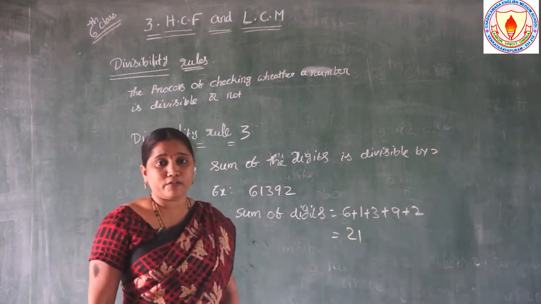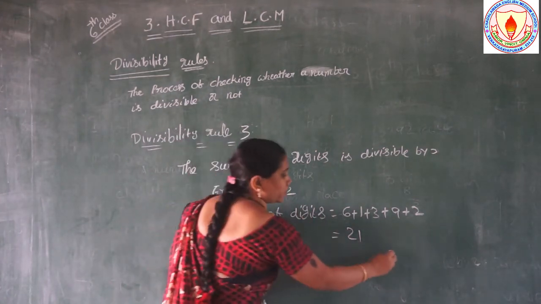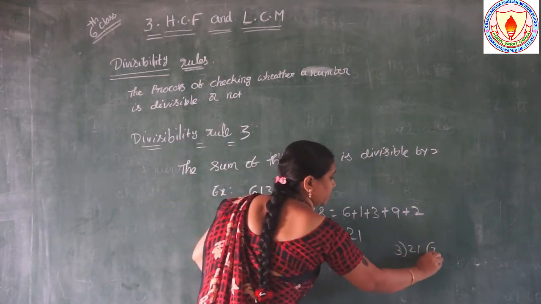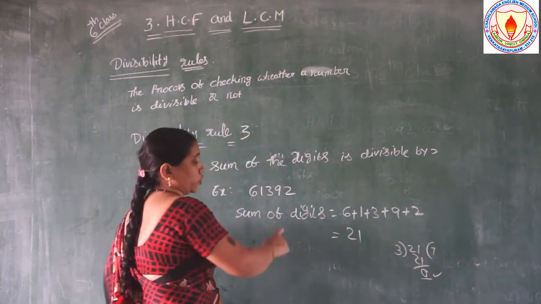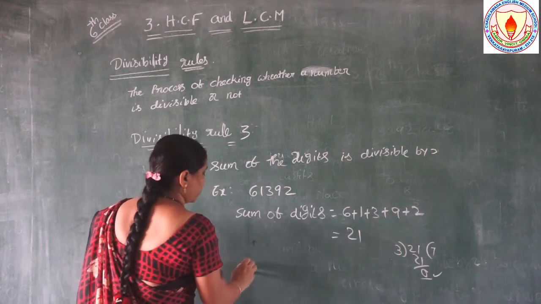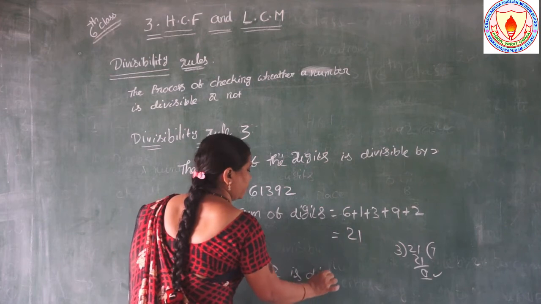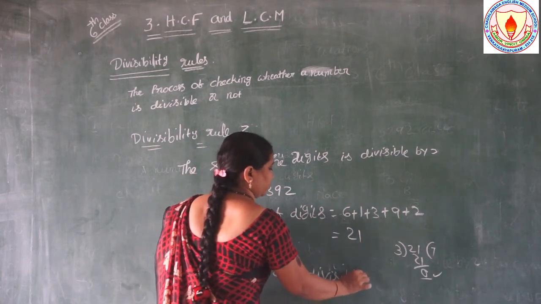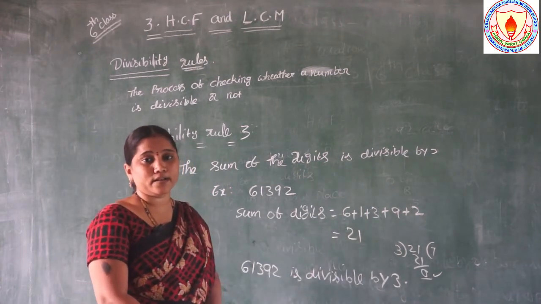So is 21 divisible by 3? Check it. 3 times 7 is 21. Yes, you get the remainder 0. So the number is divisible by 3. What do we write? 61392 is divisible by 3. Do you understand how to do the divisibility by 3?